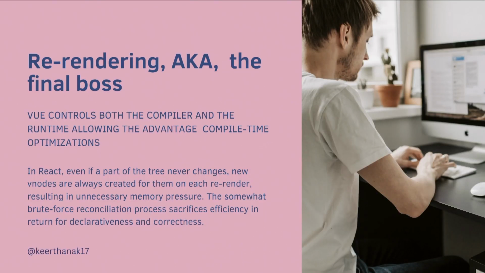So, re-rendering, the final boss of all React problems. Again, I would like to compare this with Vue. Vue and React, if you compare, one of the biggest things is how Vue, when you have the re-rendering, the compiler can have optimization both at compile time and at runtime. But in React, you can only have that optimization in compile time. React is unable to optimize during runtime.